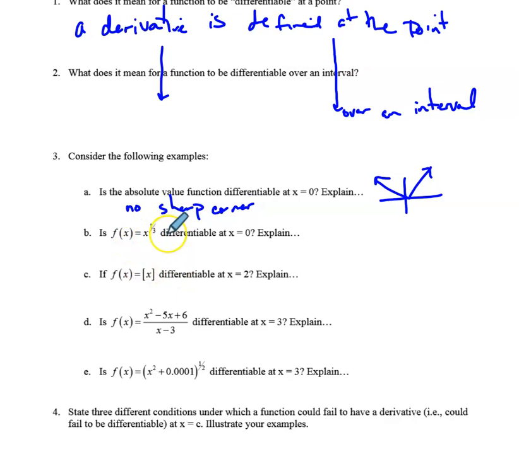Is the cube root of x differentiable at 0? Let's remember what this function looks like. It looks briefly increasing, it looks briefly vertical right at the origin. And so the answer here is no, because the function has a vertical tangent line at the origin.